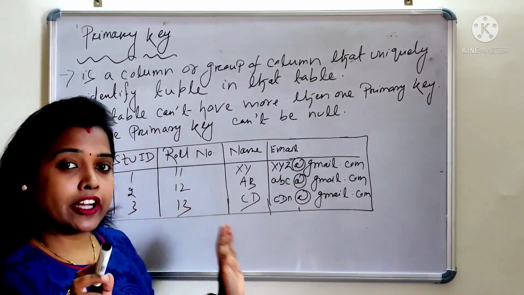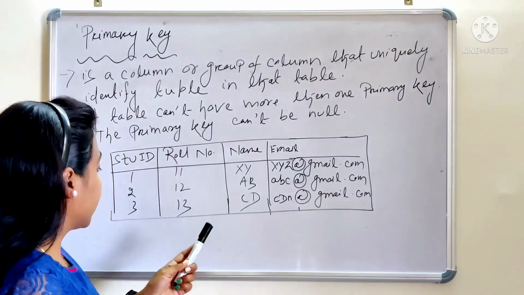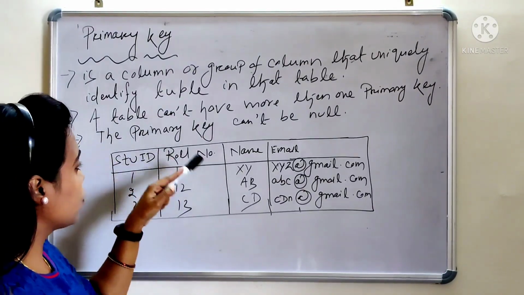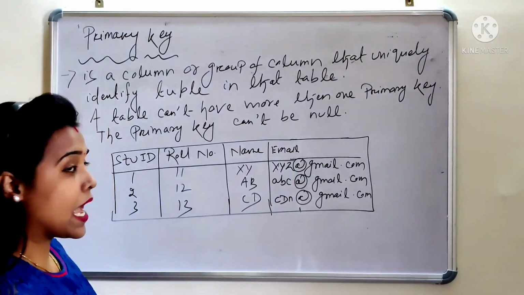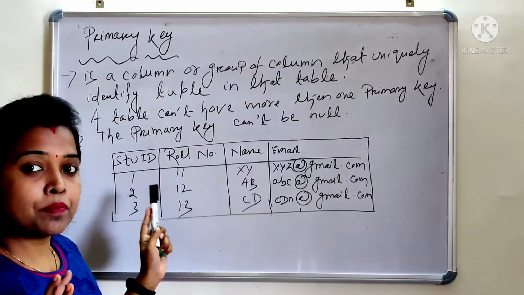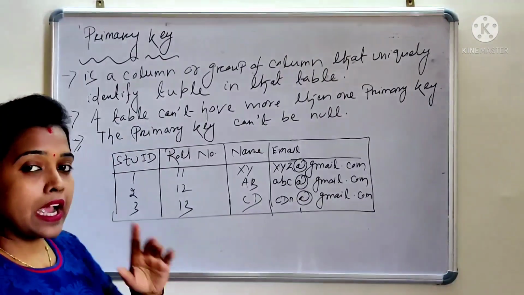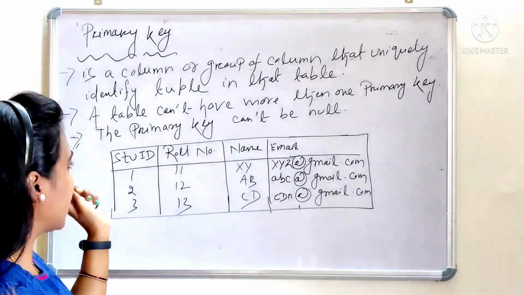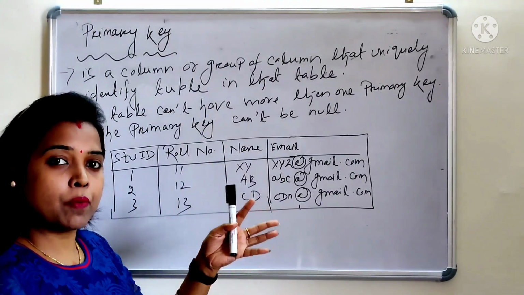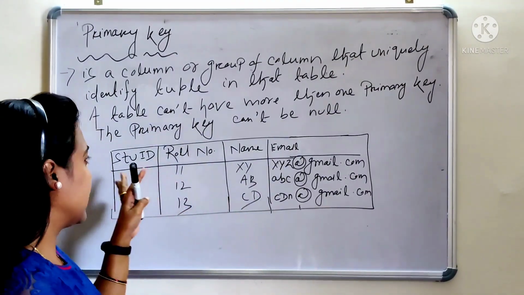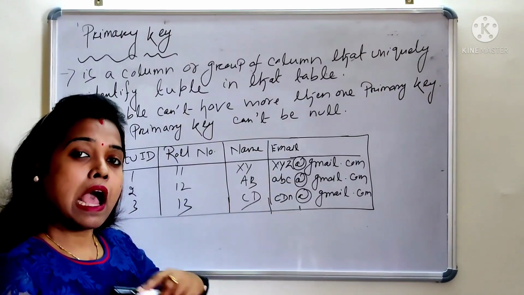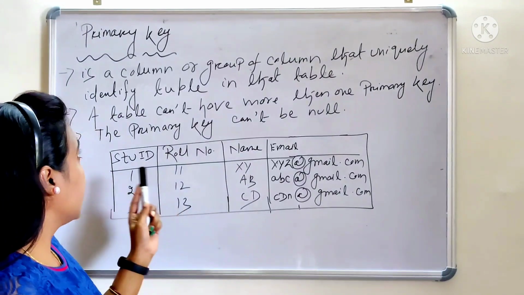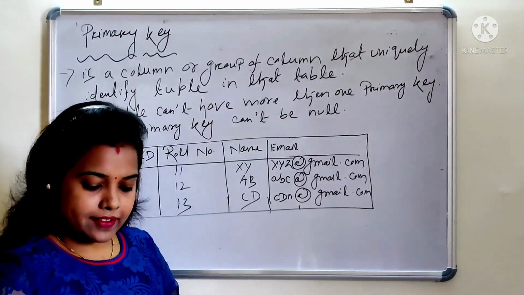And here I have again taken an example of a student table. As you can see, I have mentioned student ID, roll number, name and email. So I have chosen student ID as my primary key, because if I want to search for a particular student, then I'll simply go for the student ID, then I'll get the entire information of the student. It means by getting the student ID as my primary key, I can access the information of the particular student which I want.